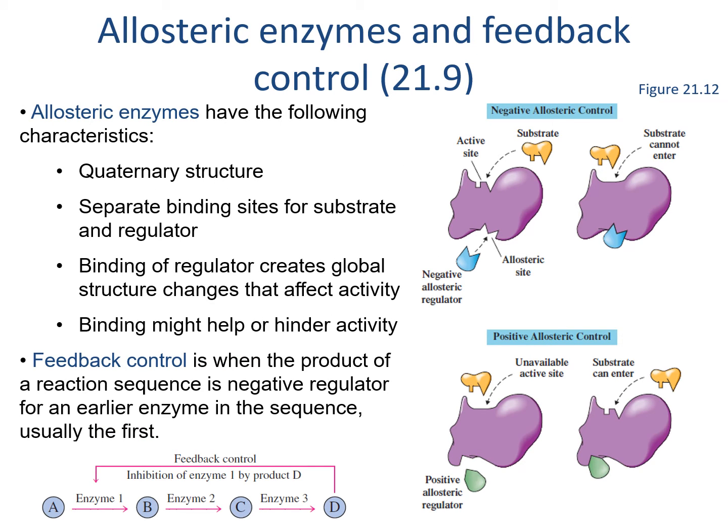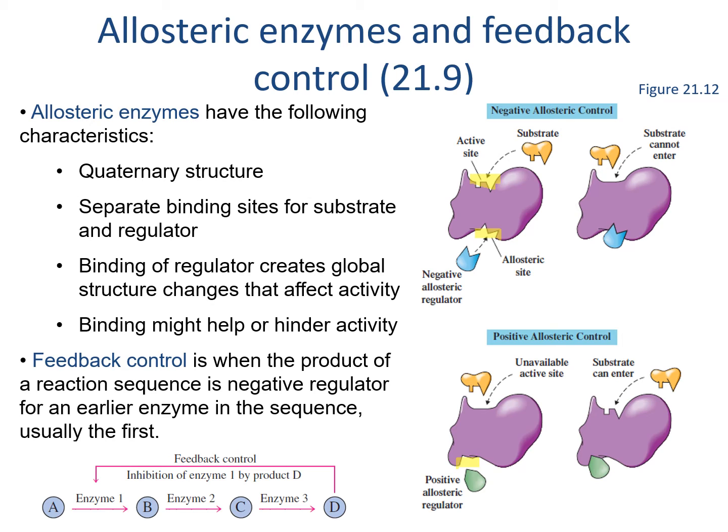Allosteric enzymes, again, enzymes that are able to be regulated by other molecules, have a couple of interesting characteristics. They almost always have quaternary structure. They have separate binding sites for substrate and regulator. So notice there's a binding site and active site, and there's also a site where the regulator can bind on. Notice the regulator might be negative or positive.